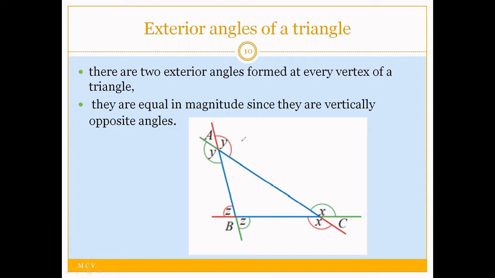From these 6 exterior angles, some pairs are similar. Here these two angles are equal in magnitude. These two angles are equal in magnitude. These two also are equal in magnitude because they are vertically opposite angles. Here these two are also vertically opposite angles. These two also are vertically opposite angles. So there are 6 exterior angles when you produce all the 3 sides of a triangle.